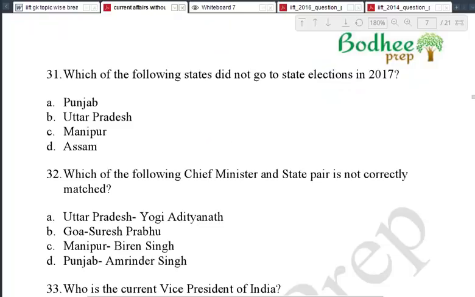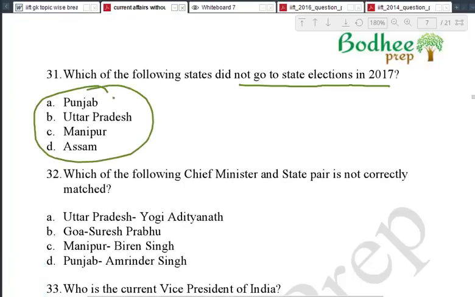So we are discussing something similar and on similar lines. Now this is again a very good question from this year's elections. Which of the following states did not go to elections in 2017? Punjab went to elections. So who is the chief minister, people? This is how you must study. The moment you get a question, try to answer around 7 to 8 questions on that. Punjab went to elections. So who is the chief minister? Captain Amarinder Singh.